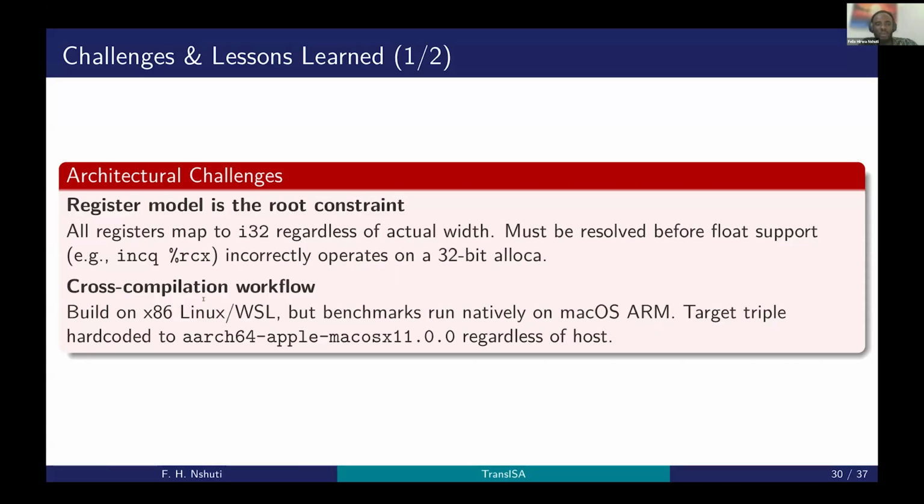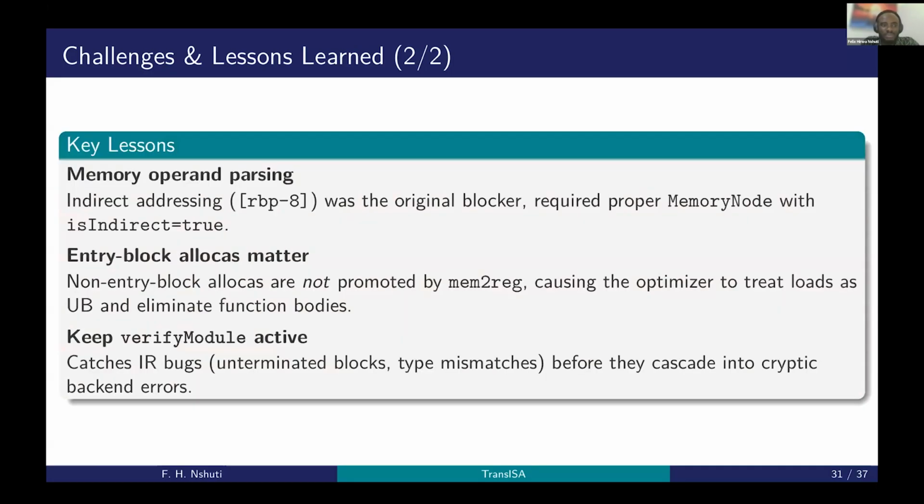Then the cross-compilation workflow, for now, is supported: we can build on x86 Linux, but the benchmarks run natively on macOS. We tested on the macOS processor to have our output. So we now have a modularized code generation backend.